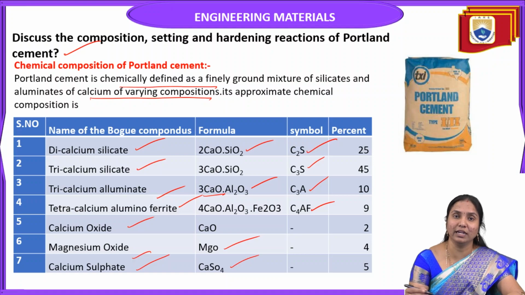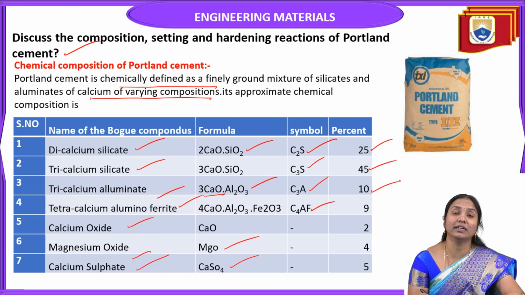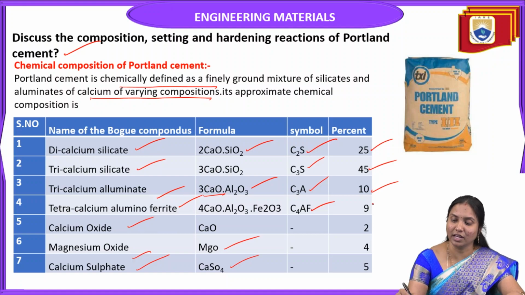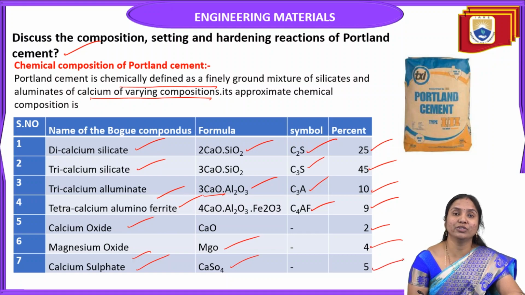So dicalcium silicate is used 25% and tricalcium silicate 45%, tricalcium aluminate 10% and tetracalcium aluminoferrite 9%, and calcium oxide is 2, magnesium oxide is 4 and calcium sulfate is 5. So this is the composition of the various calcium silicates and aluminates we are taking for the preparation of Portland cement. This is the composition of Portland cement.